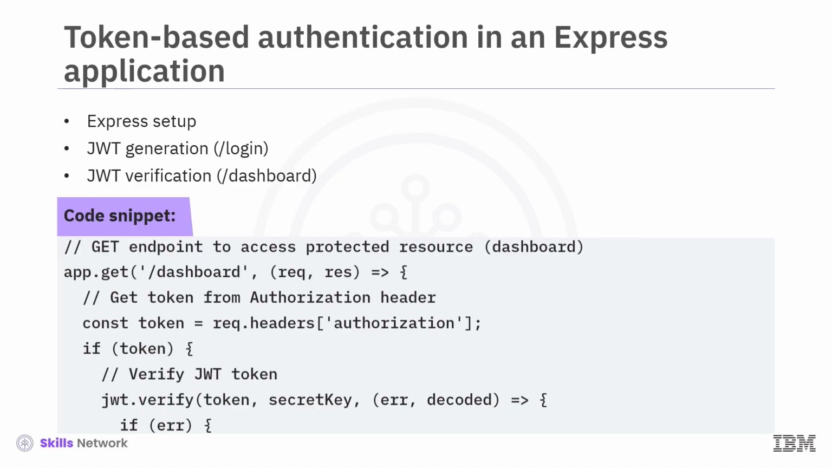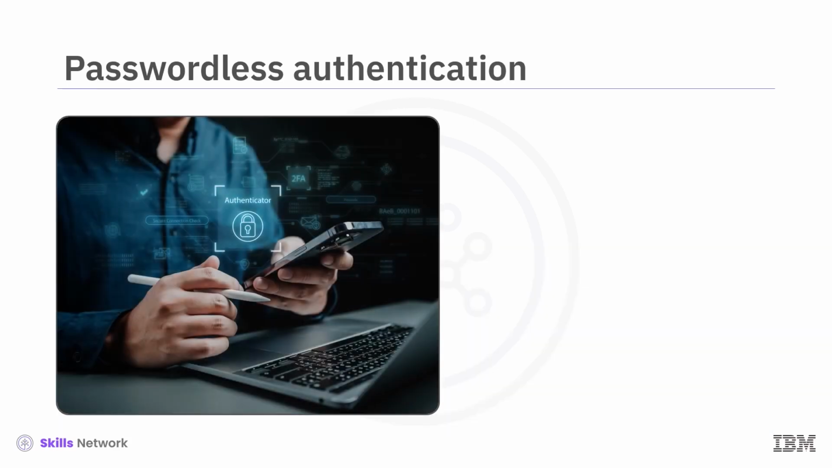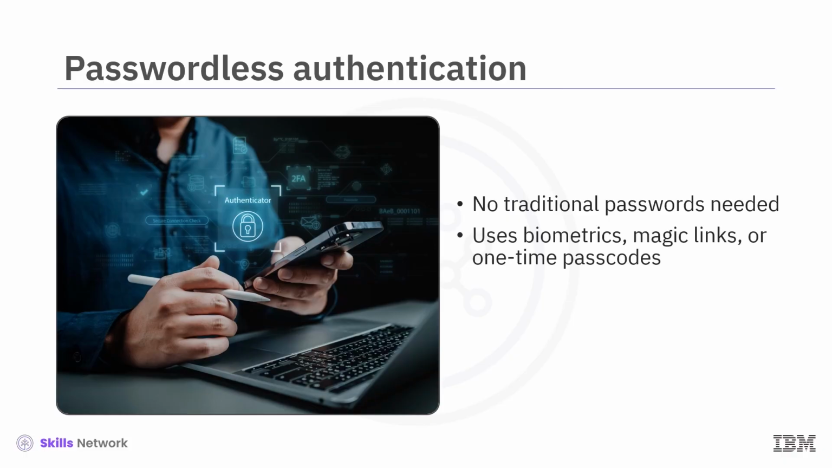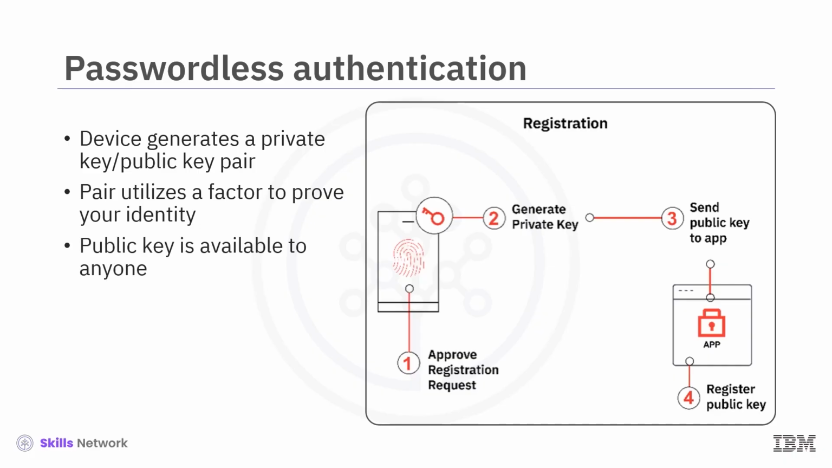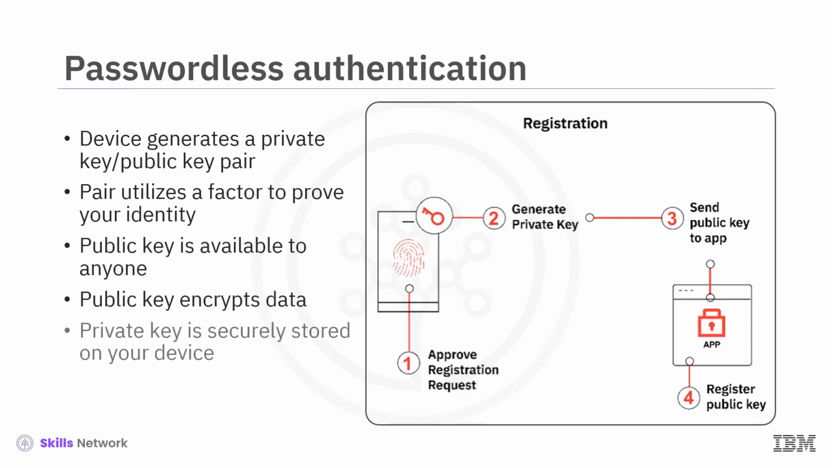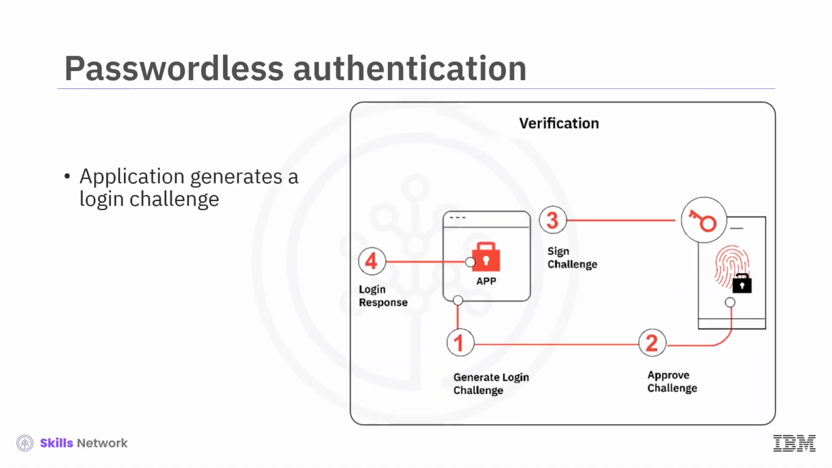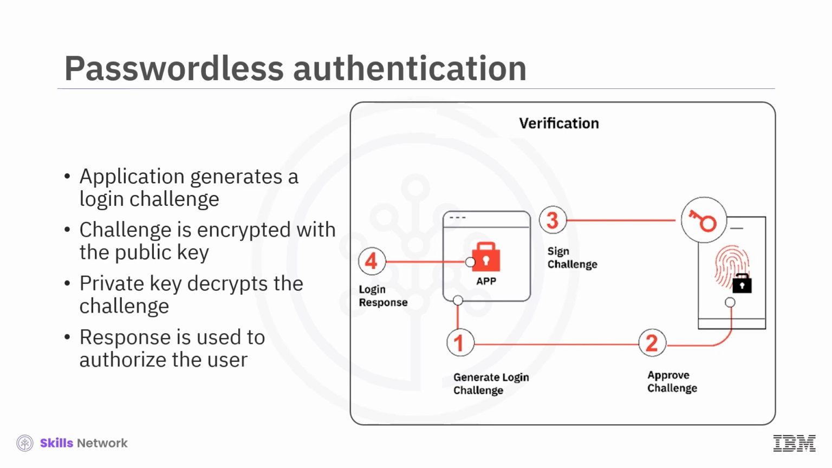Next, let's look at passwordless authentication. Passwordless authentication eliminates the need for traditional passwords using methods like biometrics, magic links sent to your email, or one-time passcodes sent to your mobile device. This approach is often used in password recovery systems. It relies on public key and private key encryption. When you register, your device generates a private-public key pair linked to your identity. The public key is used to encrypt data and is accessible to anyone, while the private key, securely stored on your device, decrypts data. During sign-in, the app creates a login challenge, encrypts it with the public key, and decrypts it with your private key to authorize access.